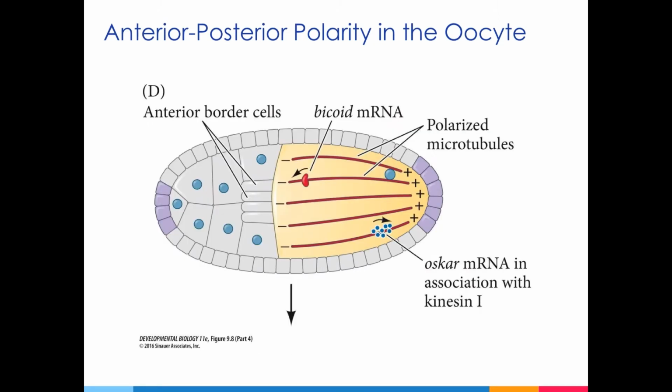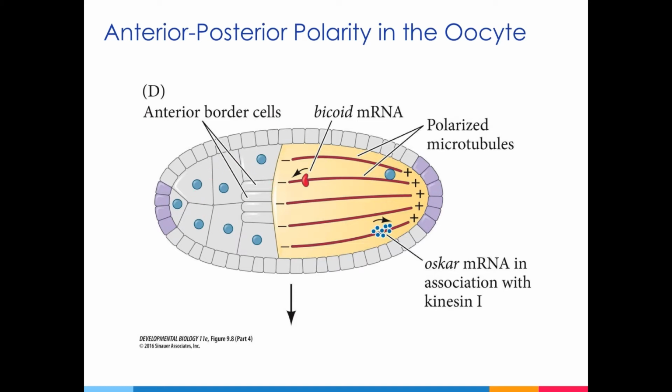The microtubules are rearranged so that all the fast-growing ends of the microtubule, which are known as the plus ends, face toward the future posterior, while all the slow-growing ends, which are the minus ends, face toward the future anterior. This arrangement is important for the localization of mRNAs that will be transported from the nurse cells.